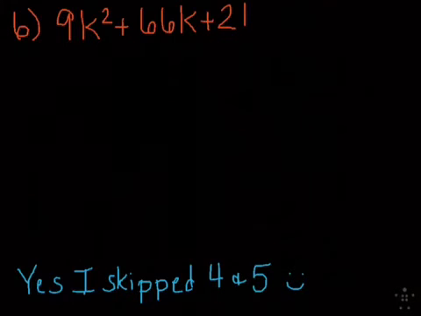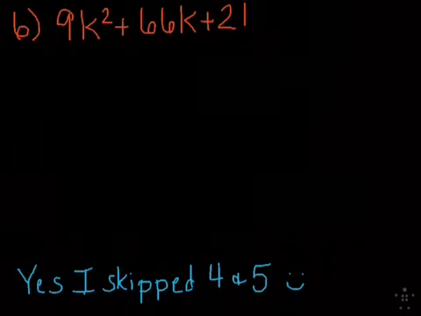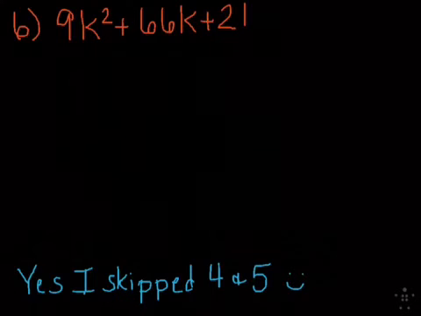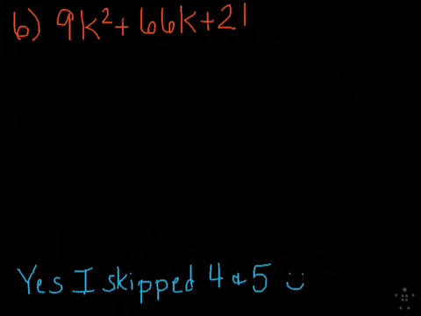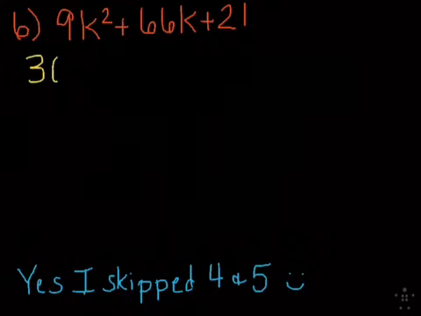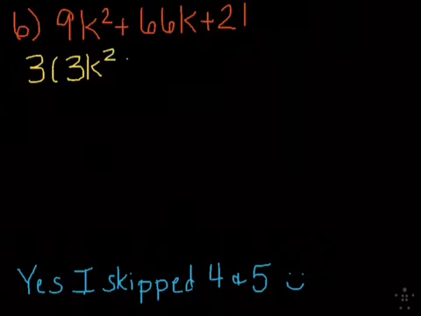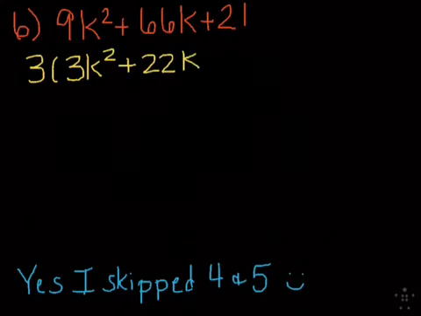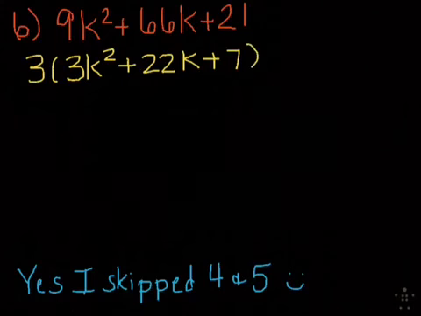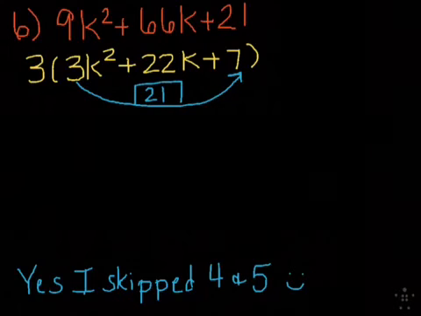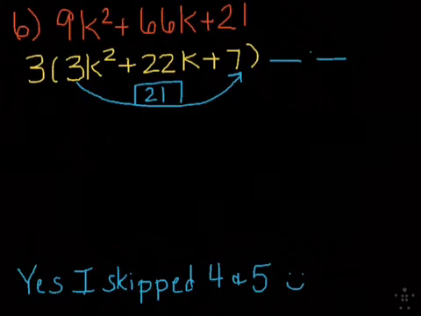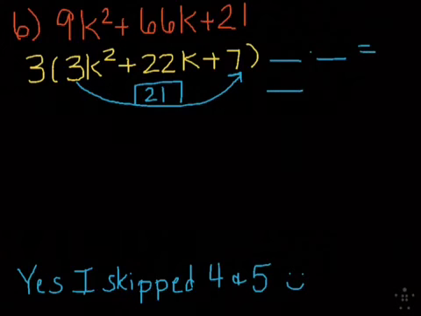So this problem, I have a 9, a 66, and a 21. They have a GCF. Their GCF here is going to be 3. So I can factor out a 3. So I end up with 3k squared plus 22k plus 7. Okay. So now I follow the same process as what's left, but I'm still going to keep that GCF out there. So 3 times 7 is 21. So I'm looking for numbers that when I multiply them, I get 21, and when they combine together, I get 22.